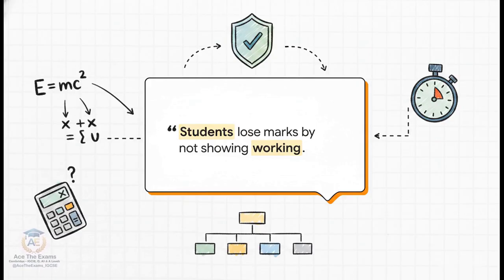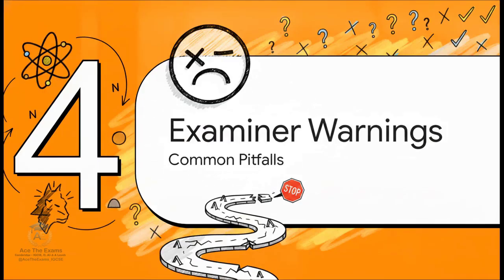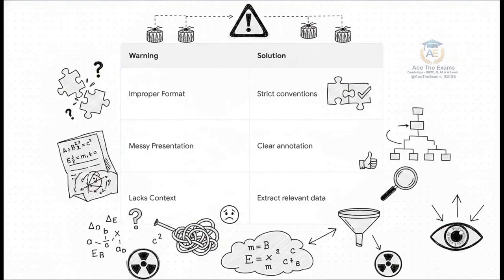Let's dive into Section 4, Top 3 Examiner Warnings, Avoiding Common Pitfalls. Think of this next part as a bit of an interactive workshop. Let's look at the 3 deadliest traps where students needlessly bleed easy marks during these specific nuclear physics questions, straight from the people who actually grade your papers.